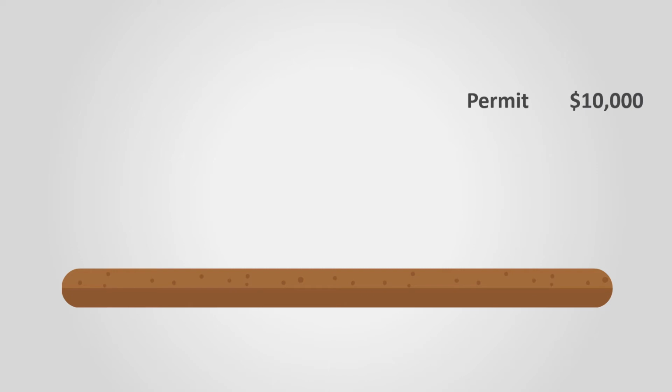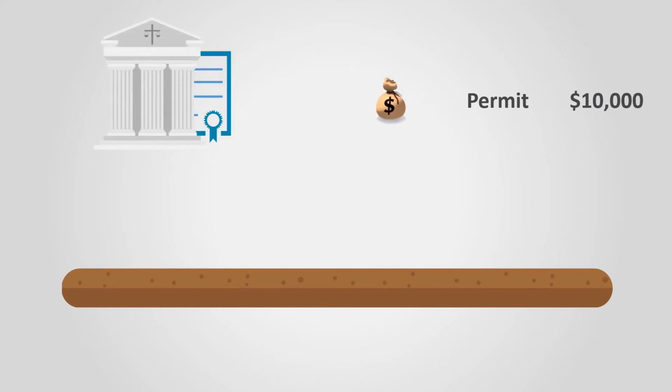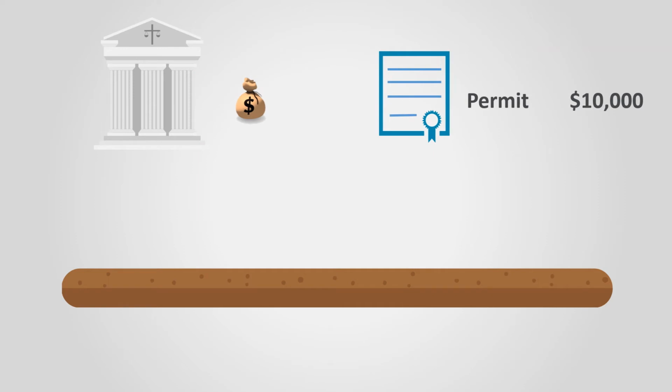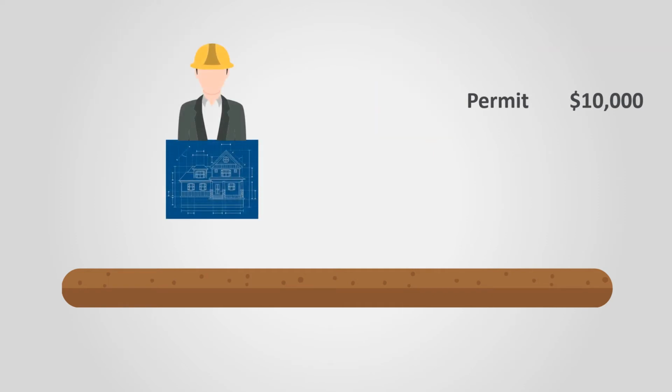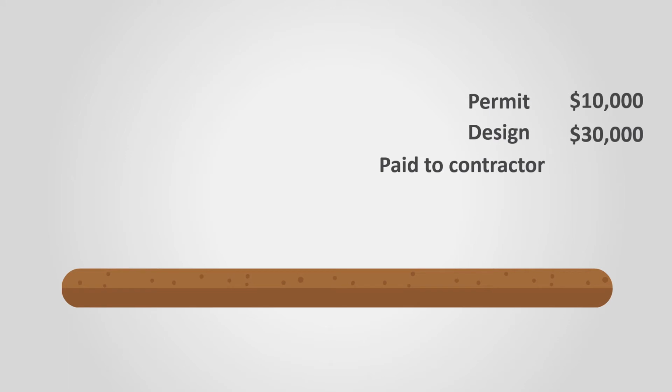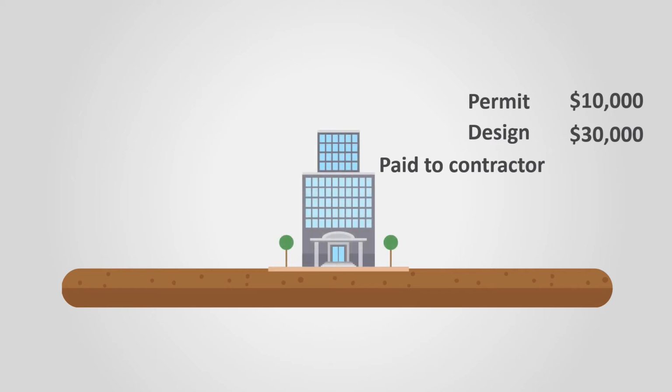Cost of constructing a building. To construct the building, the company had to issue a building permit of $10,000. It hired an architect to design the building. The design cost $30,000. The company hired a contractor who builds the building for $800,000. The cost of the building will include the permit, the design, and the amount paid to the contractor. The total cost of the building will be $840,000.